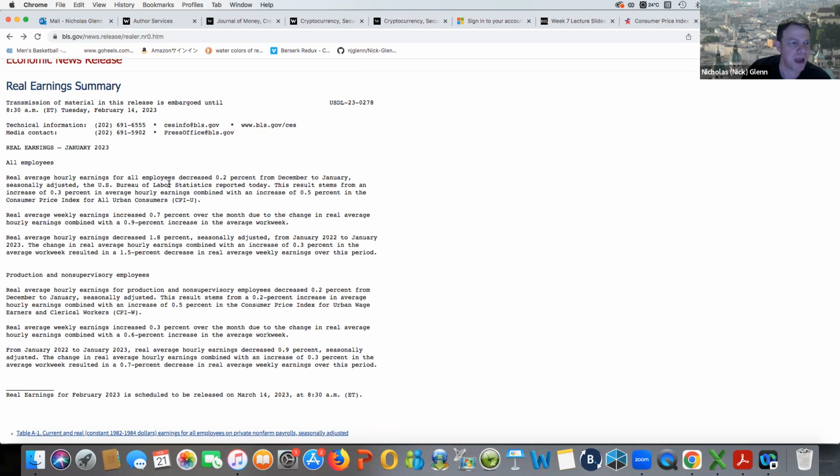And so this is what happened. The average hourly earnings for all employees decreased 0.2% from December to January. So what their wage for each hour will buy decreased. It stems from a 0.3% rise in average hourly earnings combined with an increase of 0.5% in the consumer price index. So wages actually rose 0.3%, but it wasn't enough to keep up with the rise in inflation. So the wages actually fell 0.2%. If you did that for a whole year, that'd be like saying your average hourly earnings fell 2.5%.